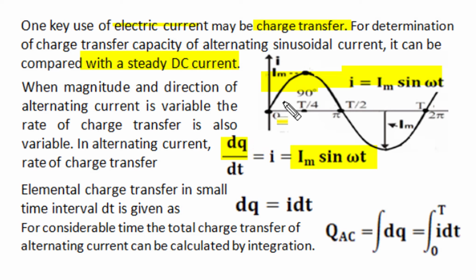So at different time instants, due to different value of instantaneous current in an elemental small time interval dt, the amount of charge transfer differs for different value of instantaneous current, and to find out charge transfer in a considerable time duration, we have to integrate elemental charge contribution given by I dt differential equation, and integration of I with respect to time for specified time interval gives us total amount of charge transfer by alternating current.